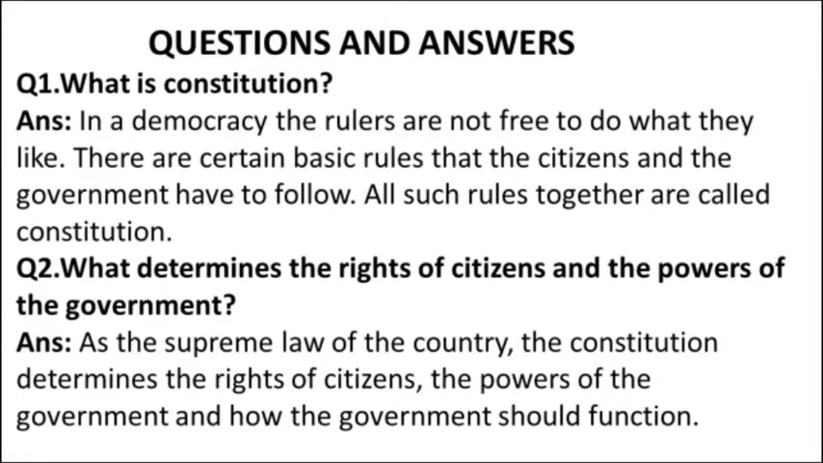Now, let's look at some question answers from this chapter. First question. What is constitution? Answer. In a democracy, the rulers are not free to do what they like. There are certain basic rules that the citizens and the government have to follow. All such rules together are called constitution.